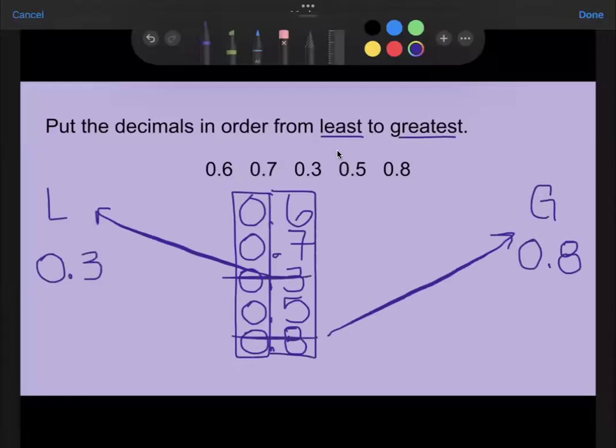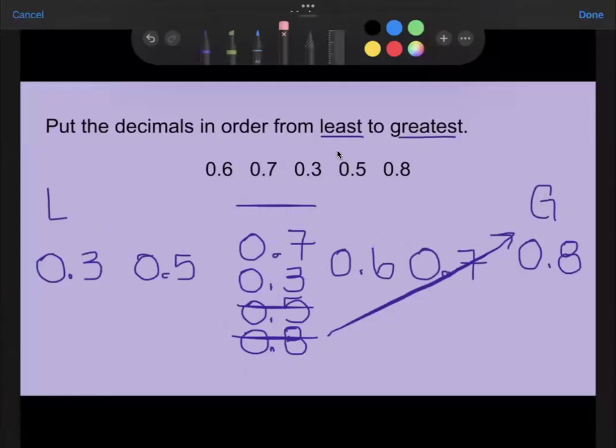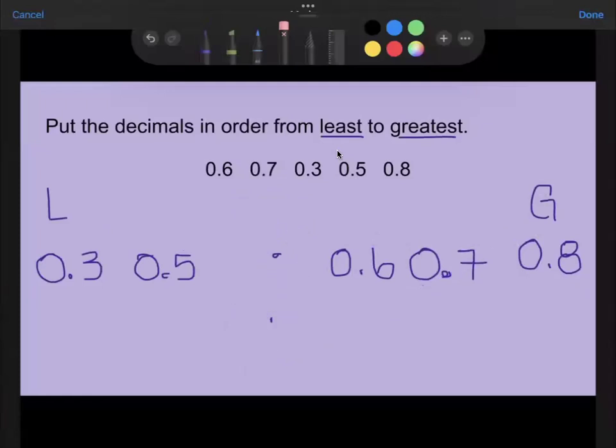Okay, so that means out of the ones I have left, 5, 6, and 7, 5 would be the next smallest. So that would go here and cross that off. Next would be 6. So I'm going to put 0.6 here and cross that off. And next would be 0.7. So I'm going to put that there and cross it off. Now I'm going to erase all of this just because it looks very messy. There we go. And now they are in order from least to greatest. So it'd be 0.3, 0.5, 0.6, 0.7, and finally 0.8.